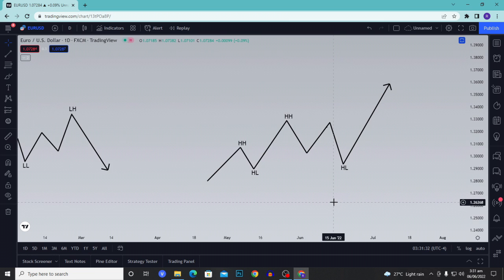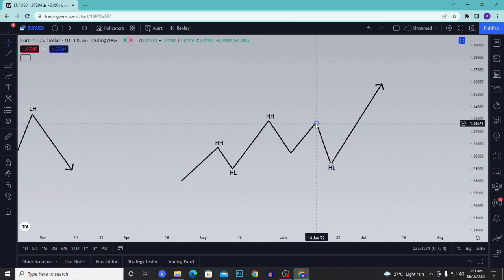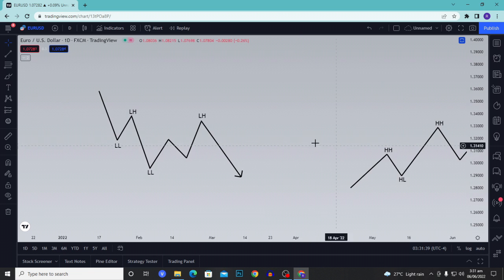So I hope you avoid these mistakes from now on, and you gain a better understanding of market structure.